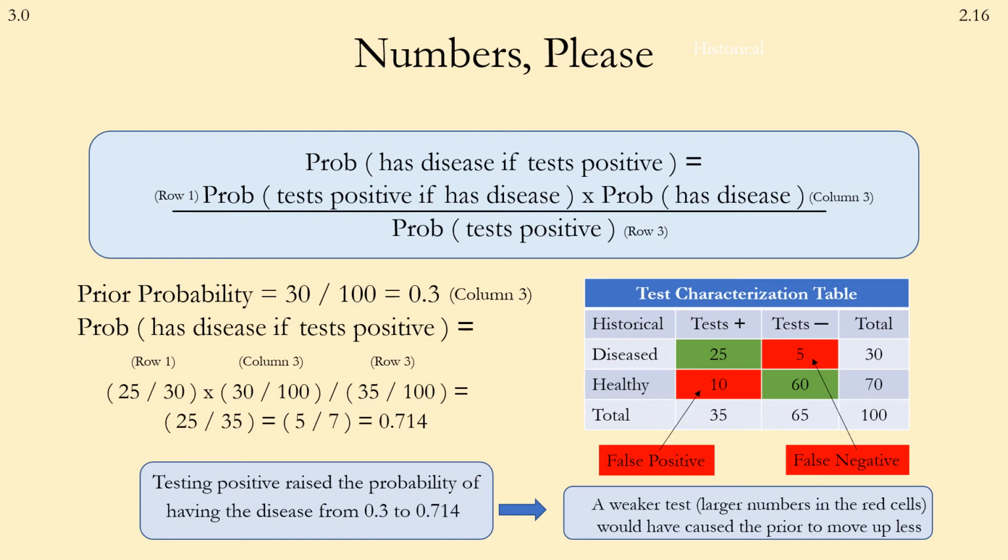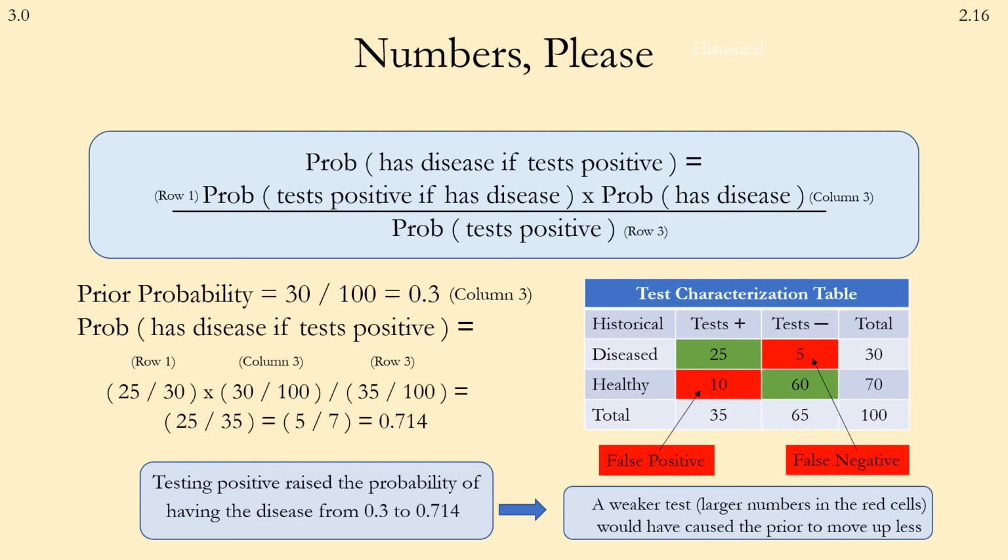And lastly, we need the probability that we test positive. And we can get that from row 3, okay? Out of 100 people, 35 test positive, 65 test negative. So that probability is just 35 out of 100. And we see that here, 35 out of 100. Okay? So we have 3 terms, this one, this one, and this one. And we now have numbers for all 3 of those.